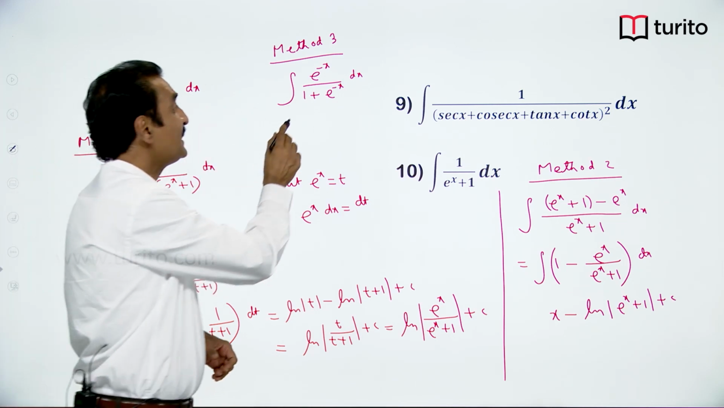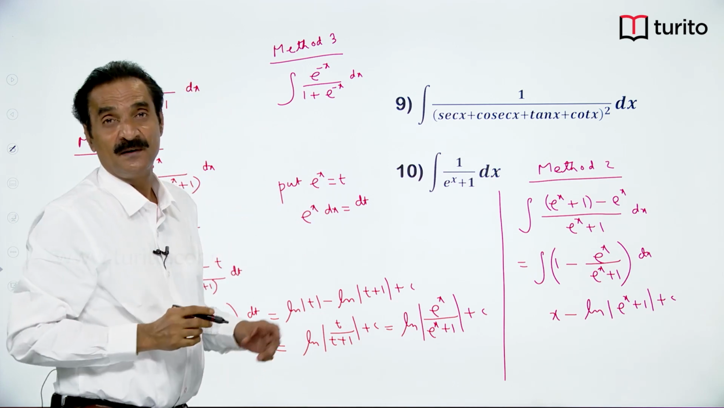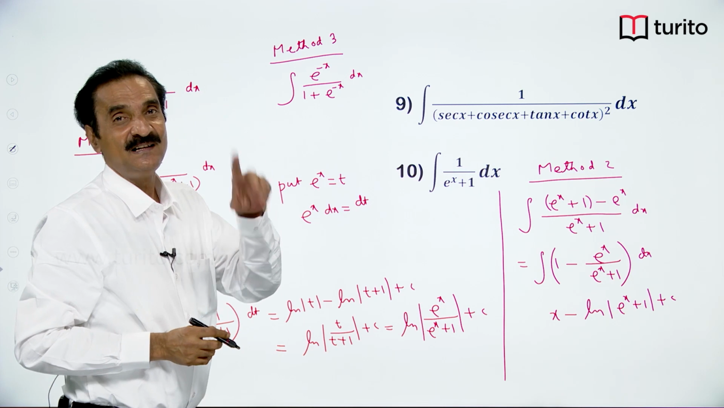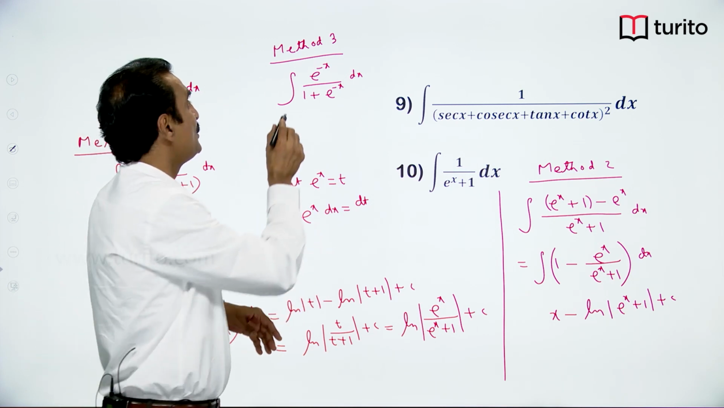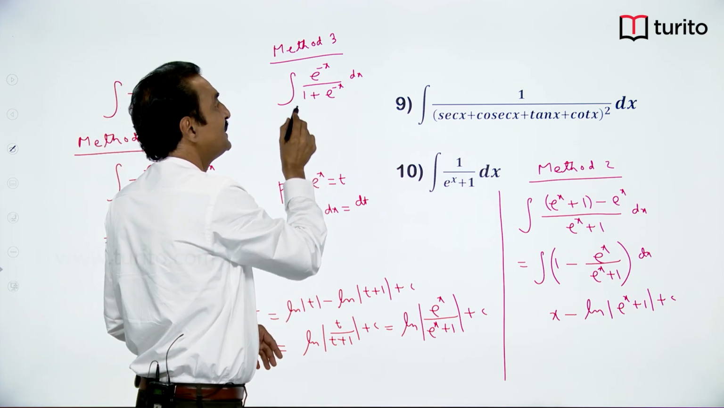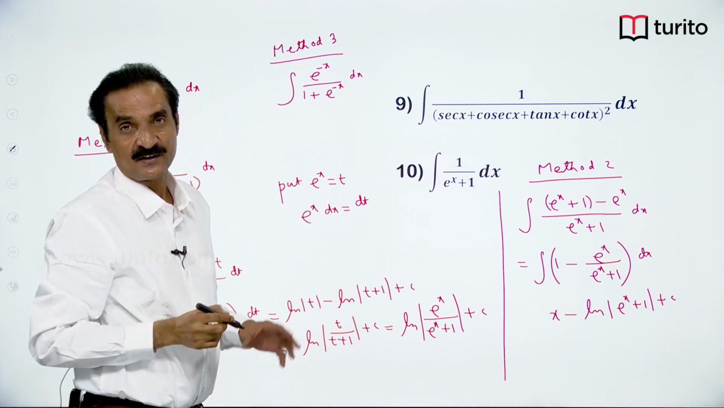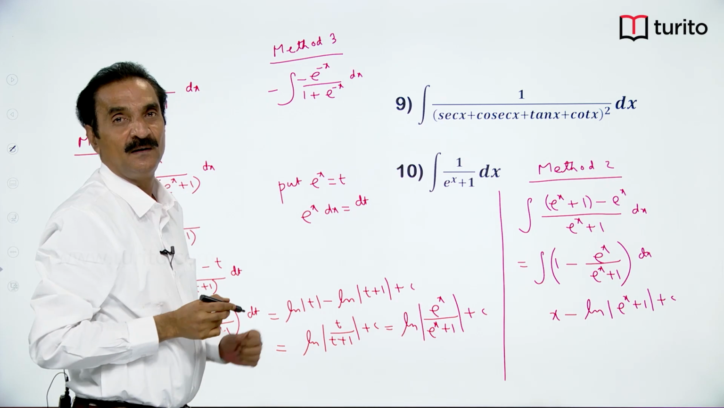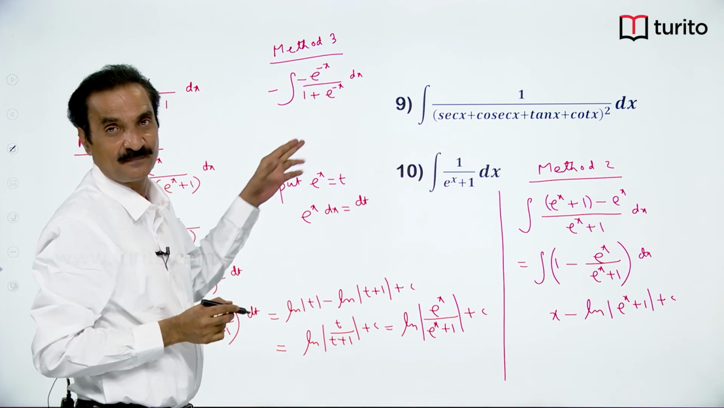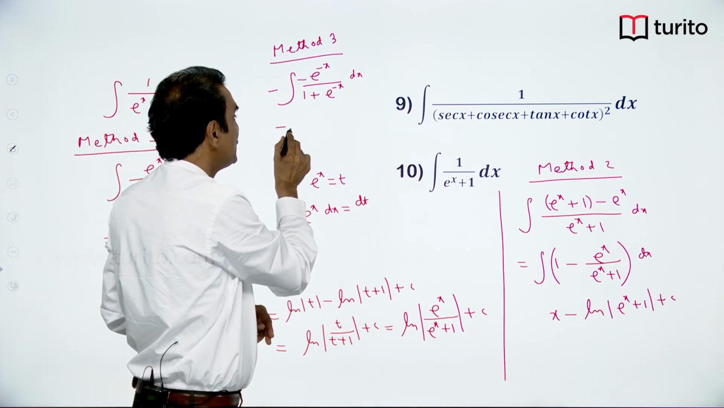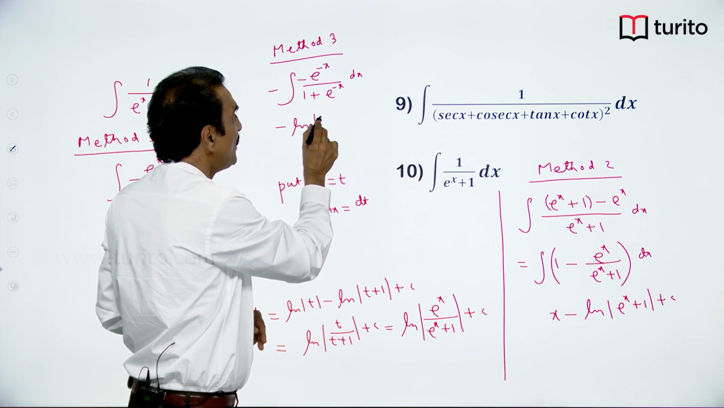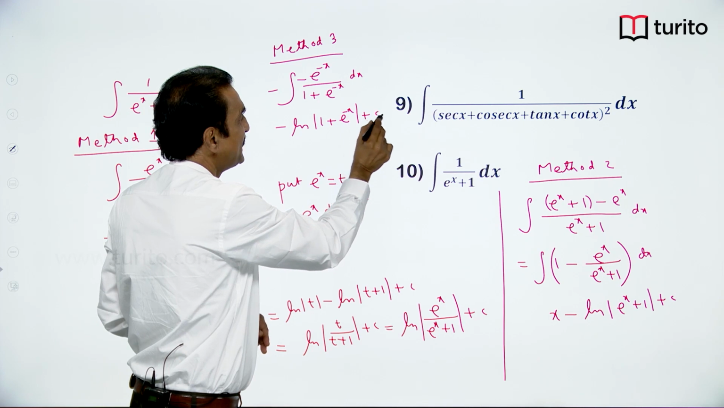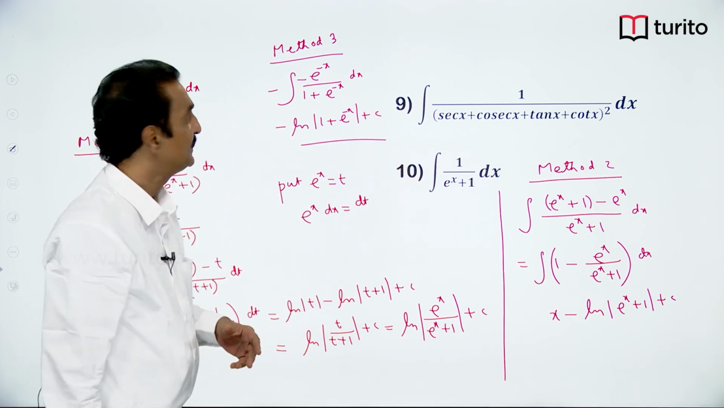Now, what is the derivative of the denominator? The derivative of 1 plus e power minus x is minus e power minus x. So, if you put a minus sign here, it becomes the derivative of the denominator. So, I will put a minus sign here and outside. Now, it is f dash x by fx. So, the integral is minus of ln mod 1 plus e power minus x plus c. This is the answer. Okay.